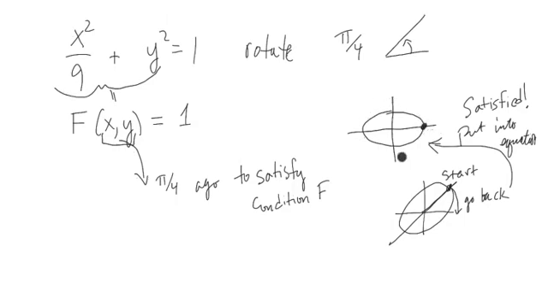Let's take a look at how we can rotate a graph in its equation. Supposing we are looking at an ellipse and this equation of the ellipse, let's rotate this equation by 45 degrees counterclockwise. So let's think about this part of the equation as being kind of like a function.